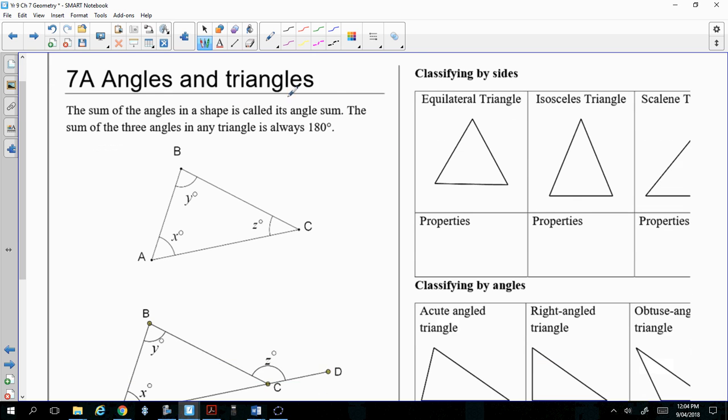Learned about triangles and angles. So these are the two rules we're going to write down.